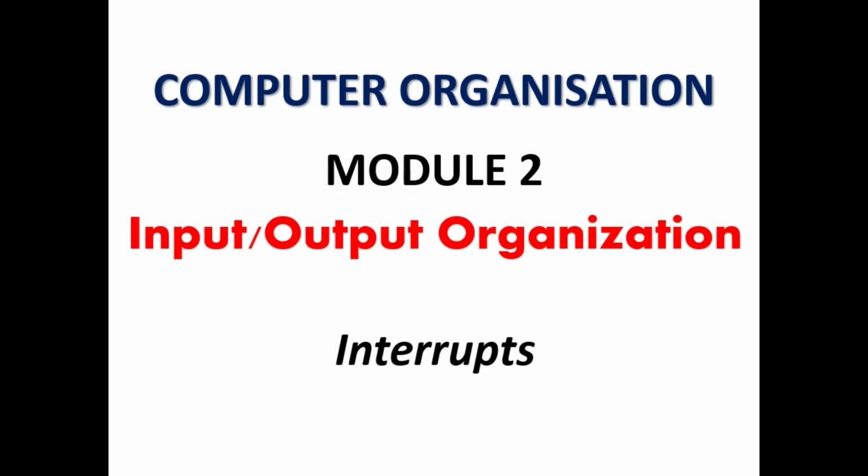Today we will study interrupts. We know that a processor can communicate with different input-output devices with three different mechanisms. One is program controlled I/O, another is interrupts, and the third is direct memory access or DMA. We have already studied program controlled I/O in previous videos. Today we will study interrupts.